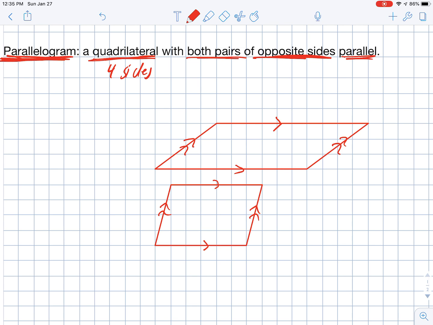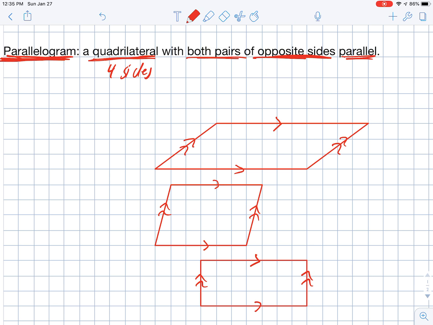A little later, we're going to explore all kinds of special parallelograms. For example, you can have a parallelogram that has right angles. I'll give you just a little preview: a parallelogram with right angles is just a rectangle. But that is still a parallelogram because those two sides are parallel, and those two sides are also parallel. So if both pairs of opposite sides are parallel, it's a parallelogram, period, end of story.